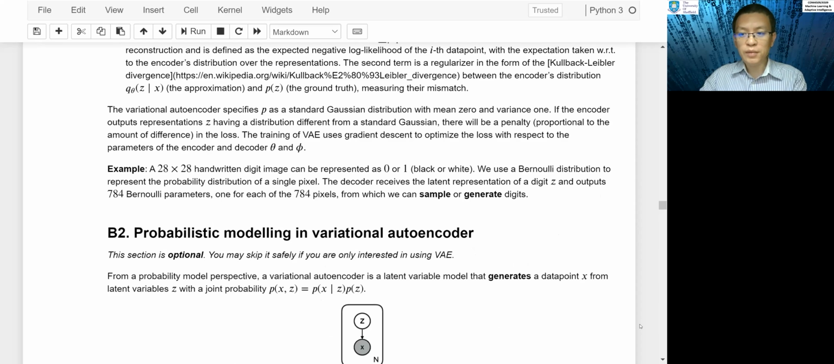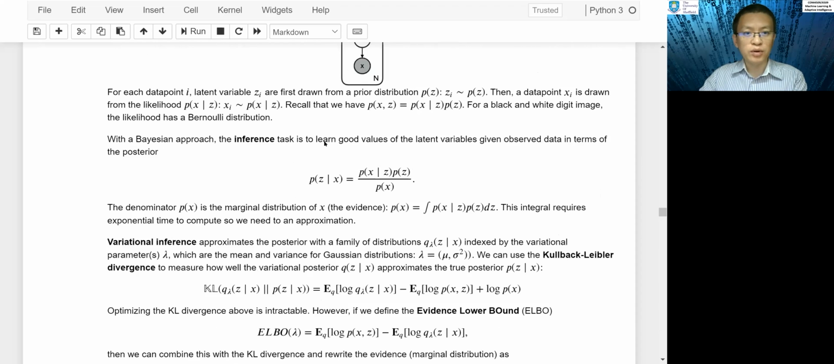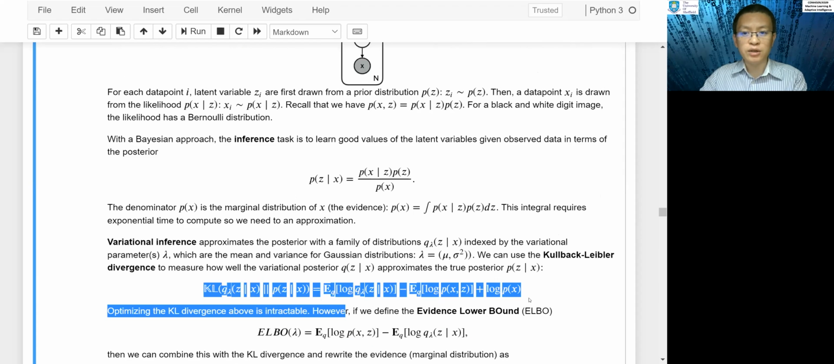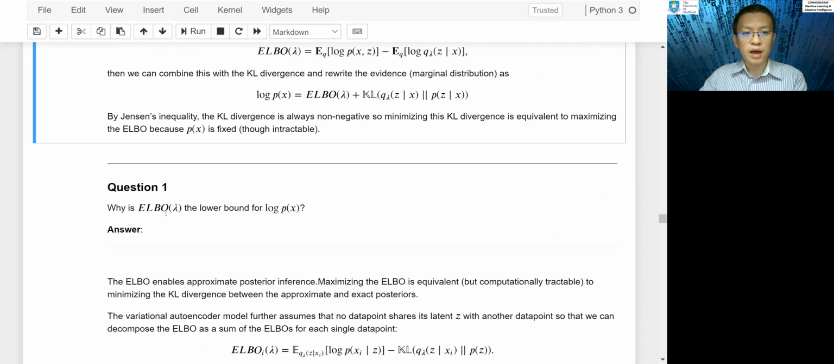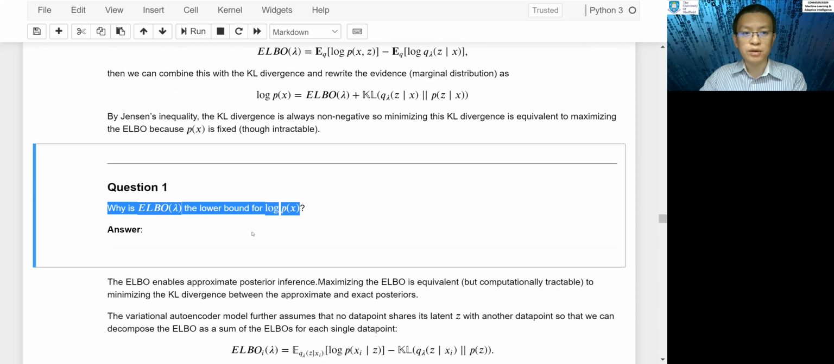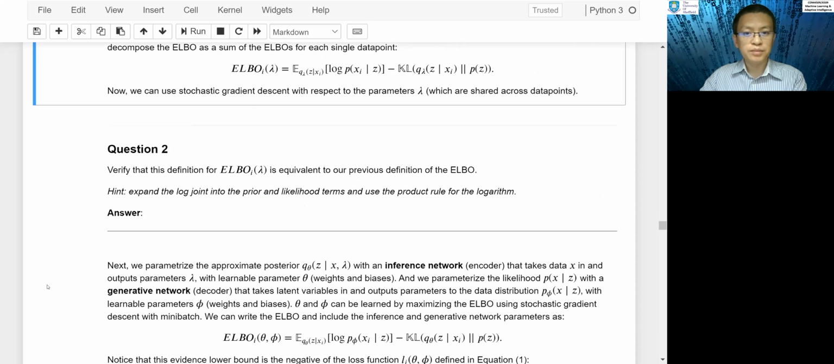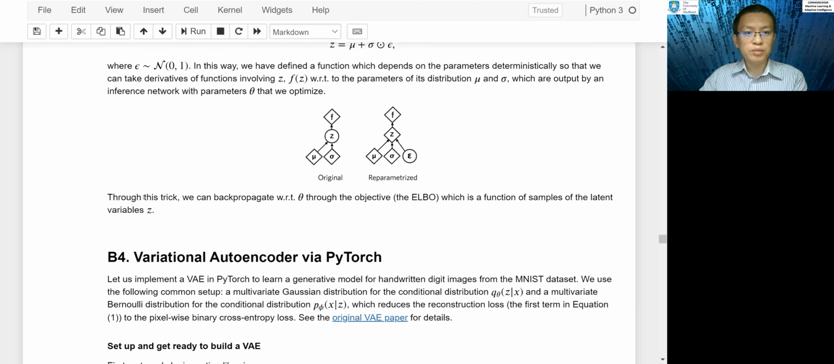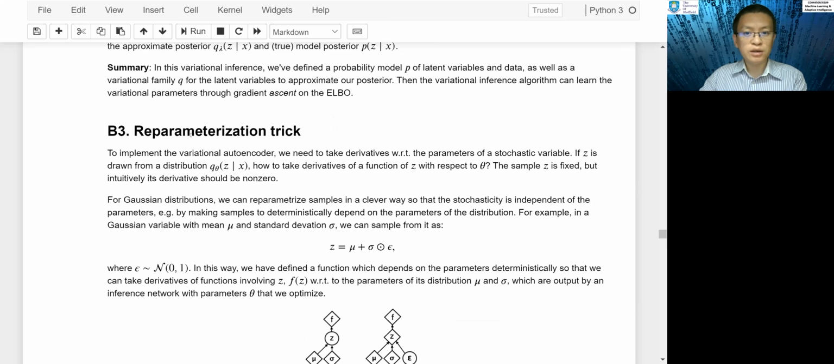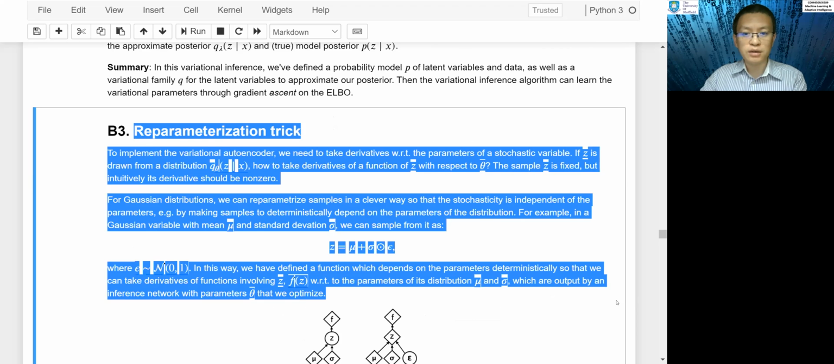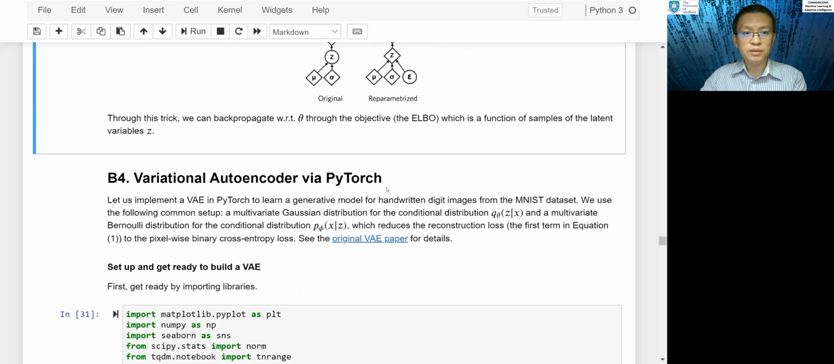And this is the probabilistic modeling. It can give you more of the theoretical background, such as how the ELBO is derived and how the KL divergence is formulated. And my questions are all on autoencoders. And there's the reparameterization trick here. I have more details here. There's also a nice illustration here.